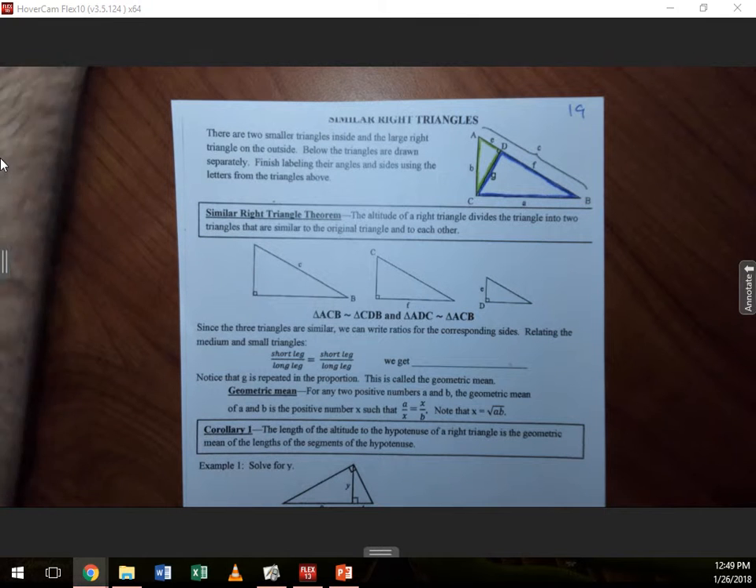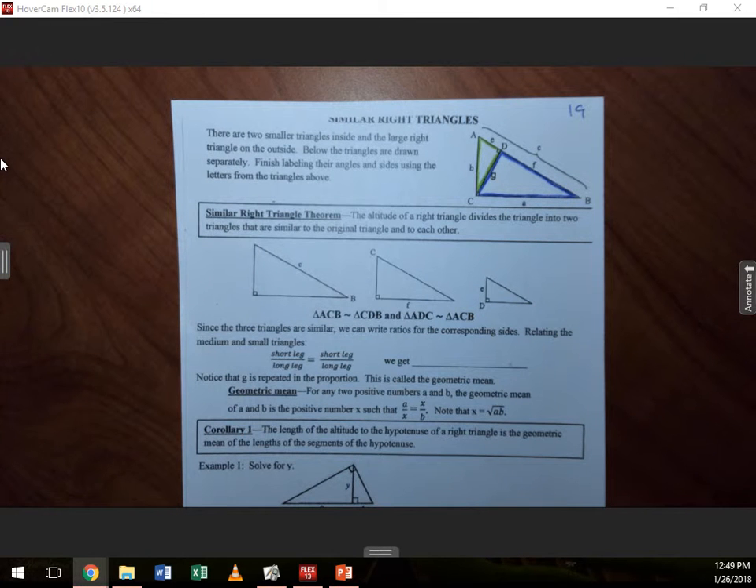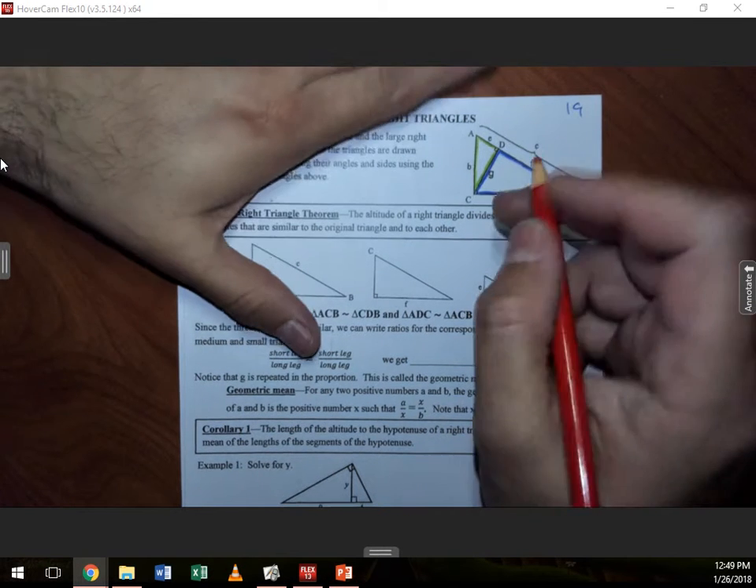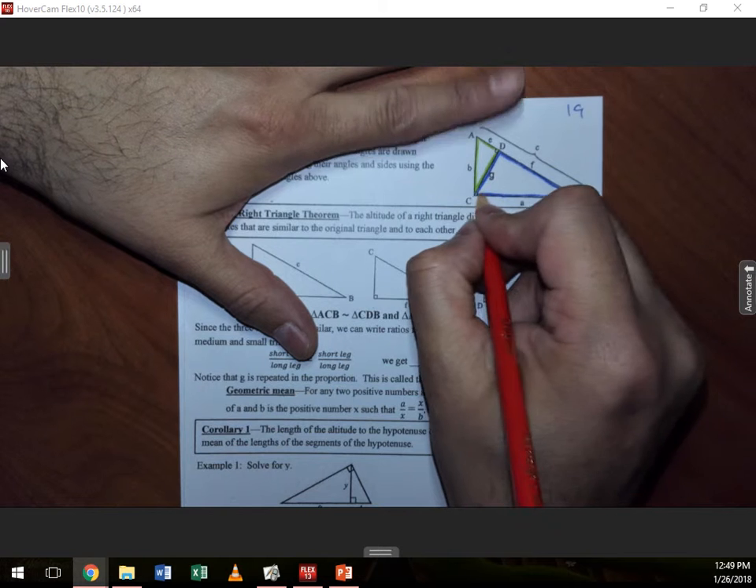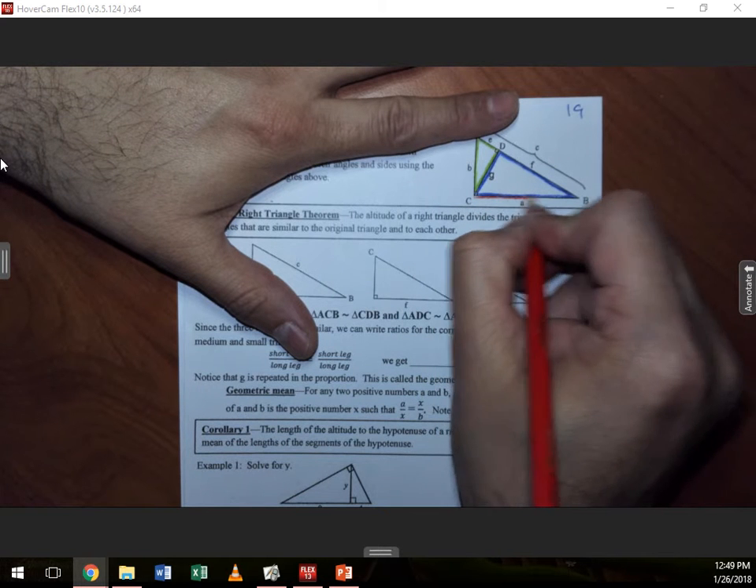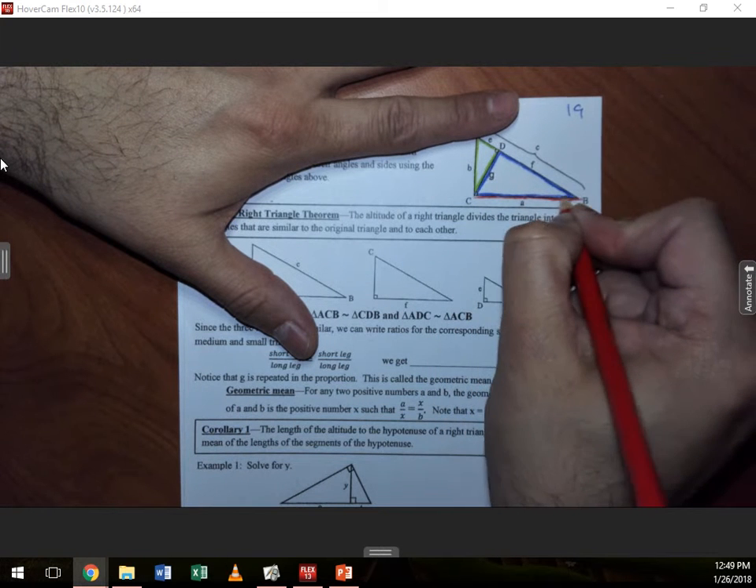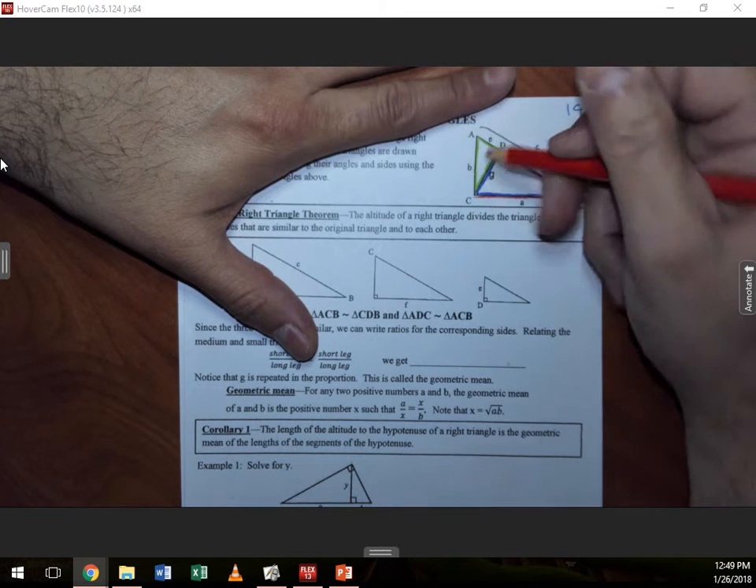Now, where is my third triangle? The whole thing, right? And what are we going to call it? We're going to call it the venti. That's what I was going with.